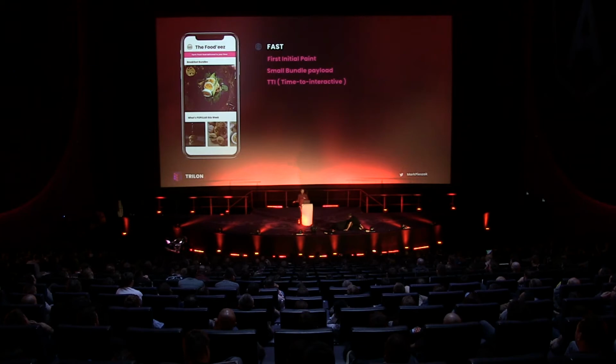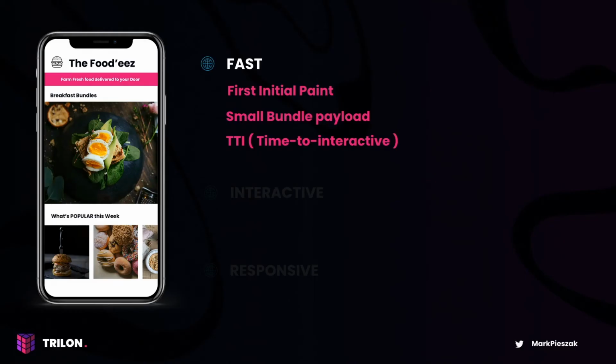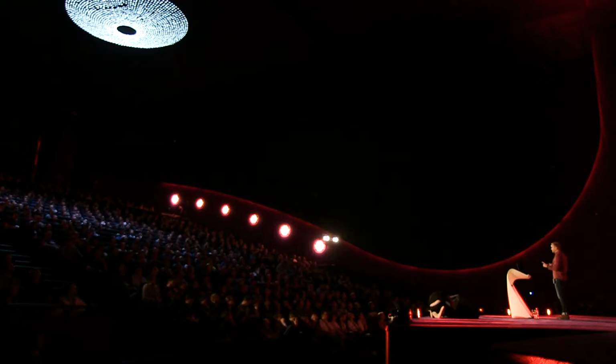Back to some of those metrics that the user cares about. When it comes to our app being fast, what does that mean to us? What can we aim to improve? Well, we could improve our first initial paint, what they view when they see our application. Like we said, decrease that bundle size, and then maybe improve time to interactive.